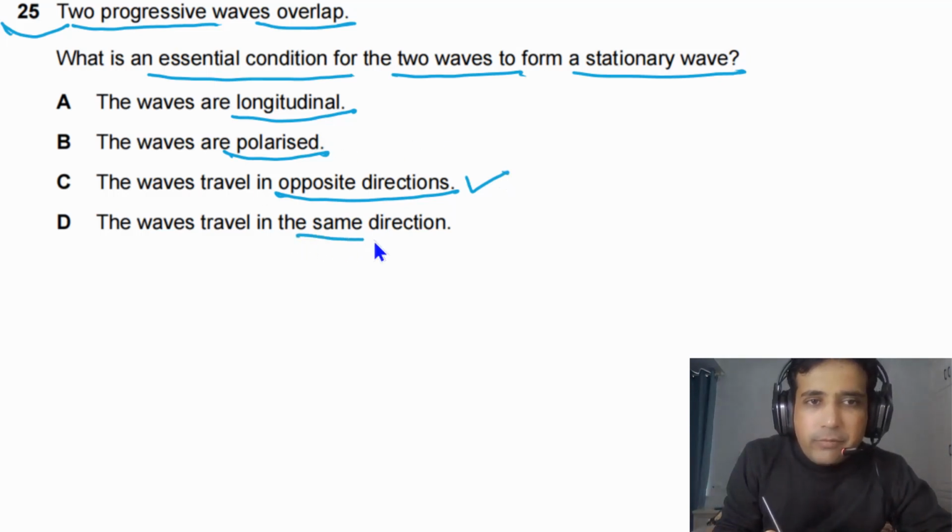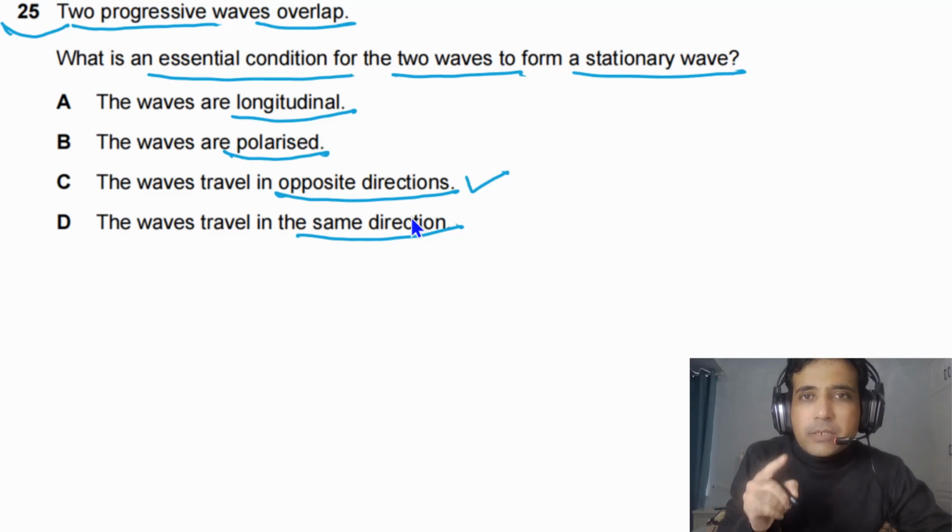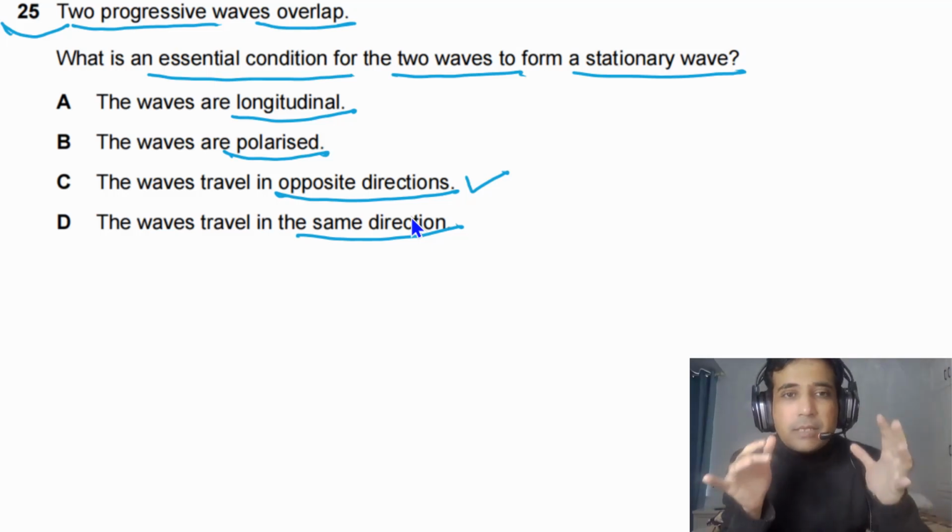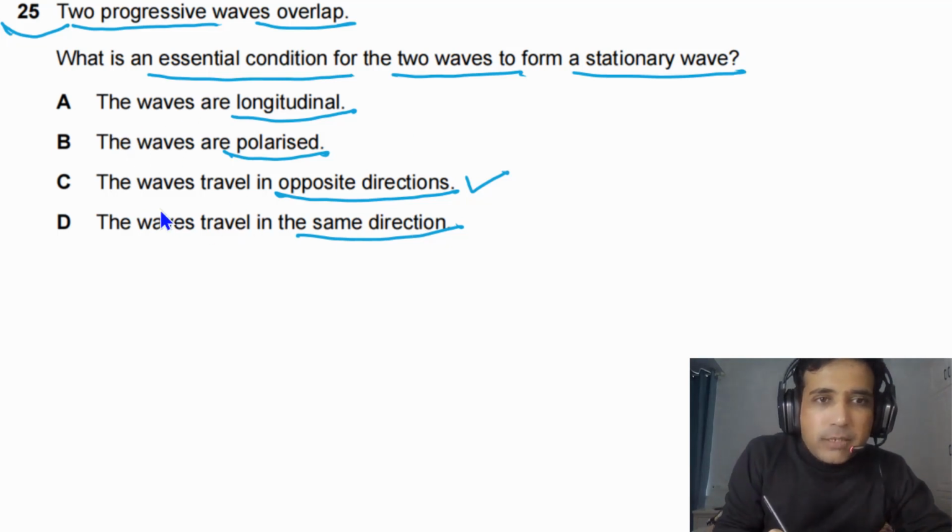The waves travel in the same direction. This is not required for stationary waves, but this is required for beats, and that is not part of your syllabus. So the answer for this question is C. The waves must be traveling in opposite directions so they can form a stationary wave.